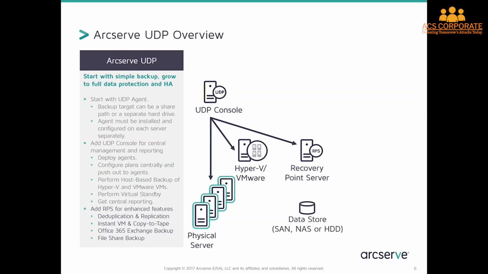With that said, once we introduce a recovery point server role, we need to configure a data store. This is where the backups are going to be saved and kept. This can be on a local disk or a SAN-based disk, or it could be on a share. Once we add a recovery point server, we can also enable things such as the Exchange Online backup from Office 365, as well as backups from UNC paths or file shares.